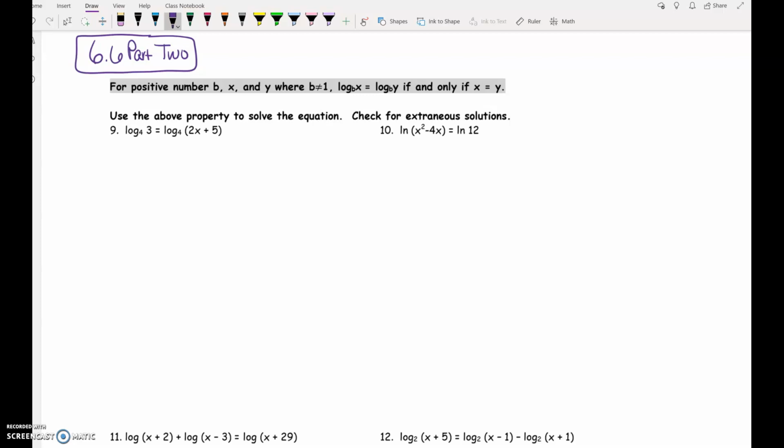Okay, this is 6.6 part 2. This is solving logarithmic equations. 6.6 part 1 is solving exponential equations. This one is solving logarithmic equations.